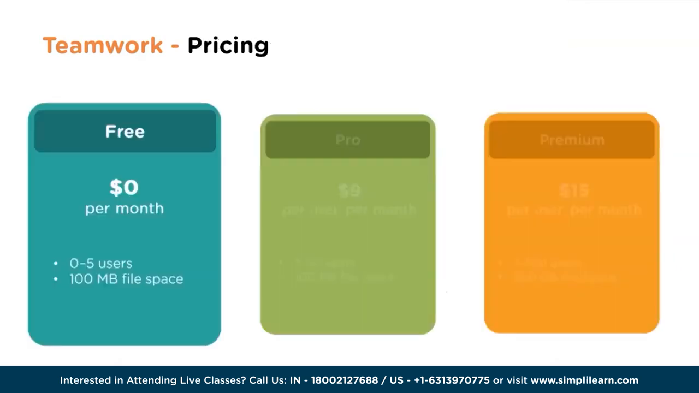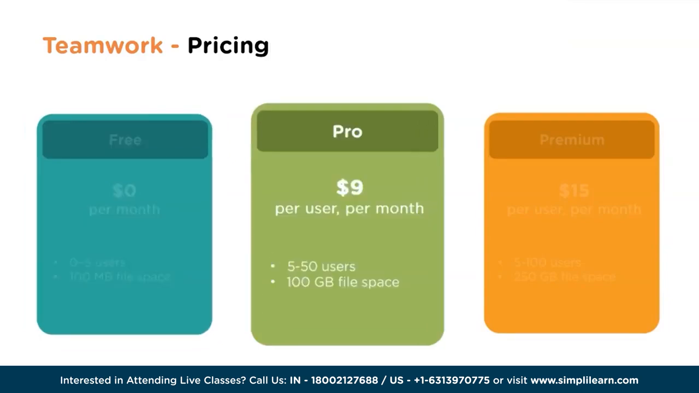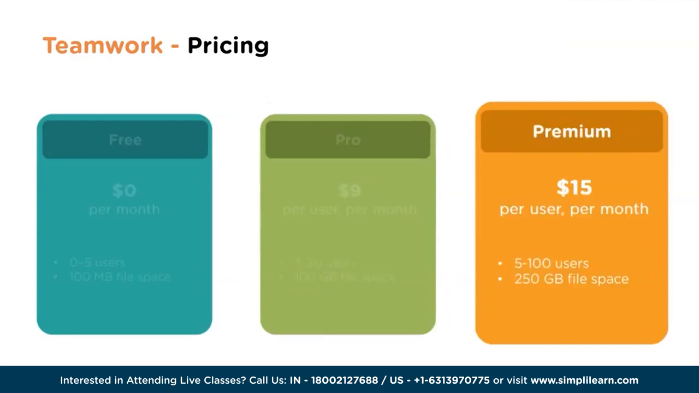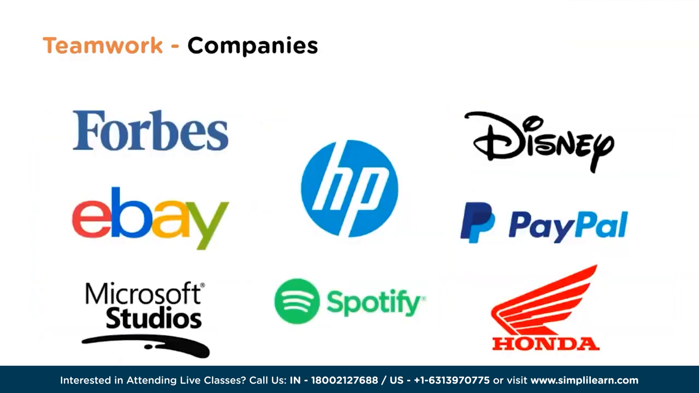The pricing includes 0 to 5 users and 100 MB file space provided free of cost, whereas the Pro version includes 5 to 50 users and 100 GB file space, which costs $9 per user per month. The Premium version costs around $15 per user per month, which includes 5 to 100 users and 250 GB file space. The organizations who use Teamwork are Forbes, eBay, Microsoft Studios, HP, PayPal, Disney, Honda.